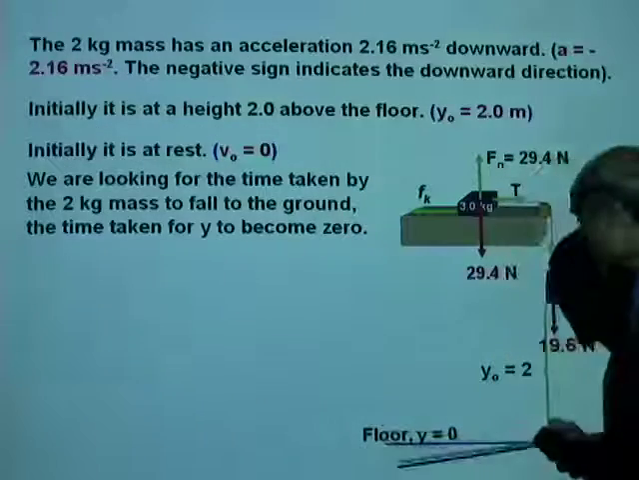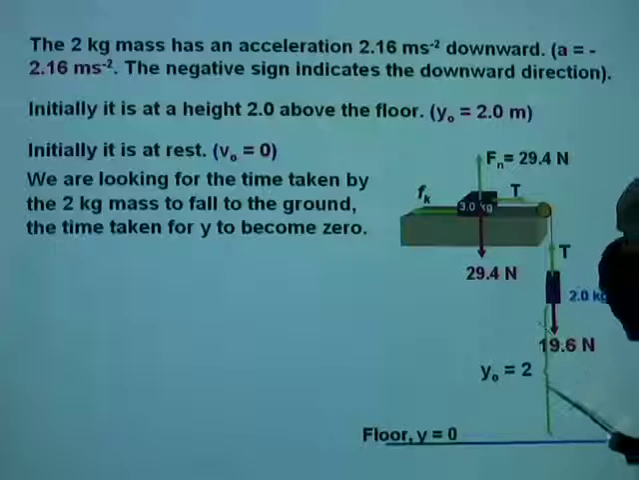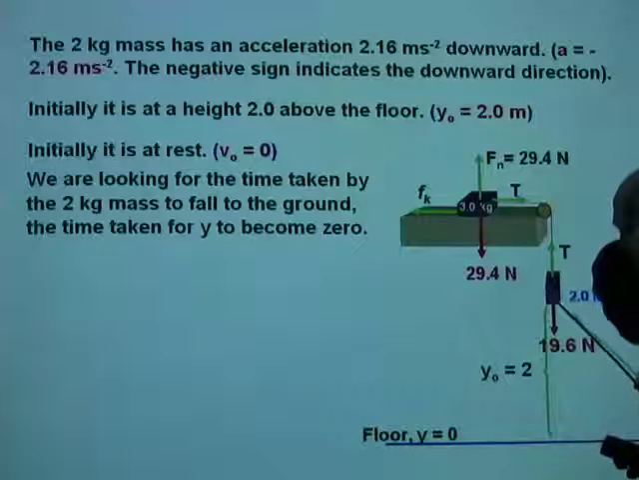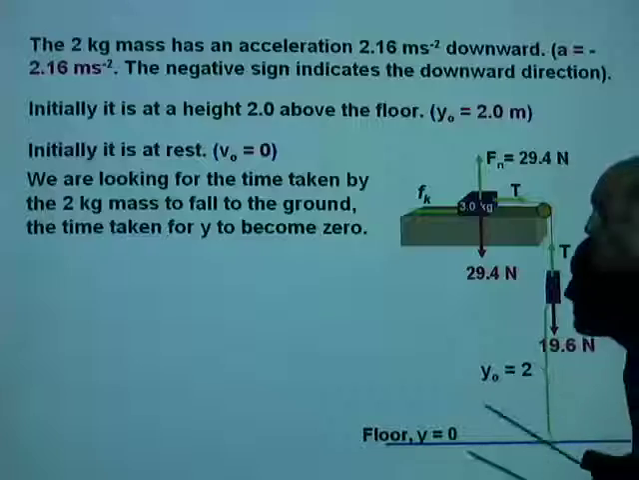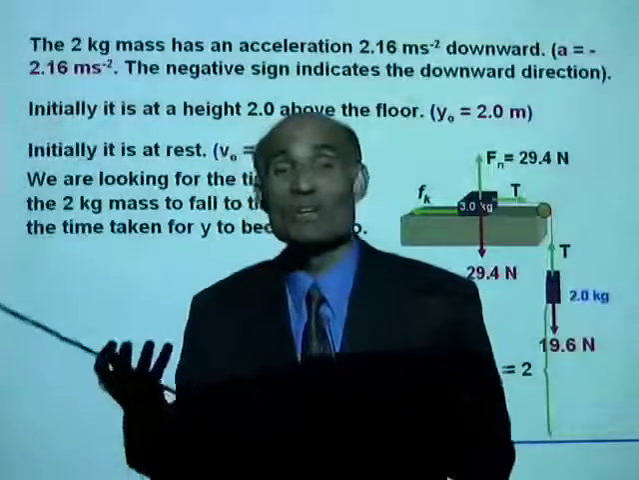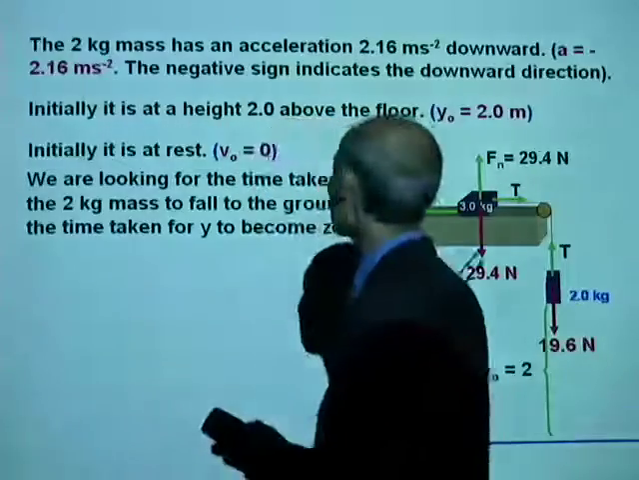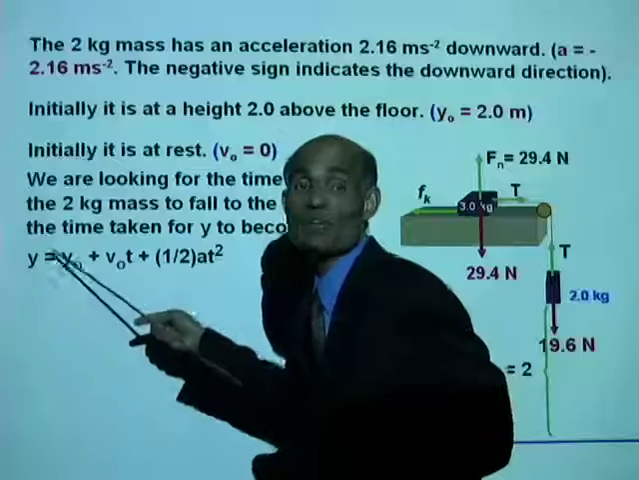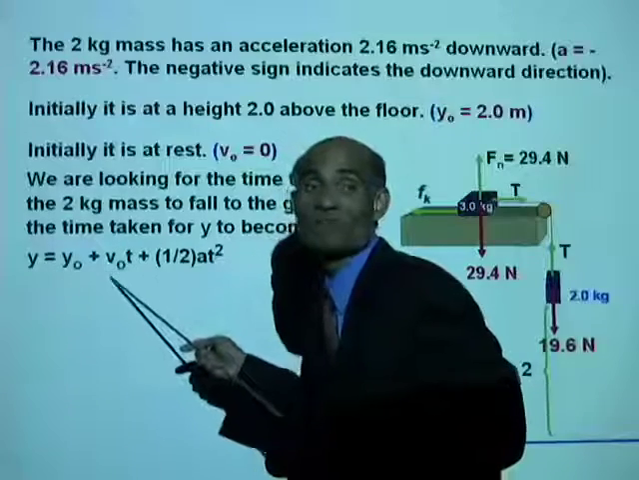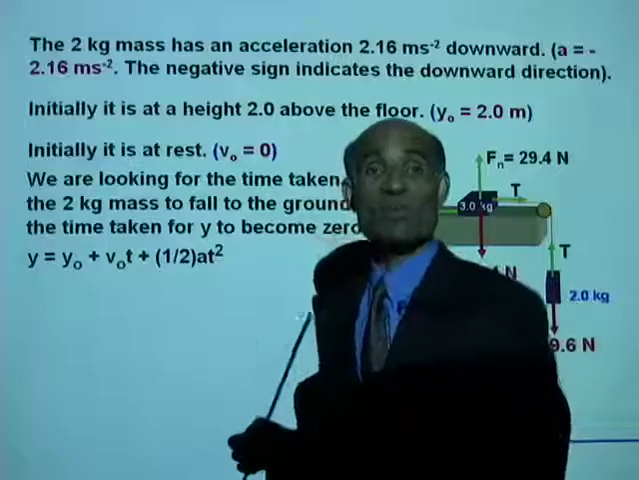Is that right? This is the ground. Now, this is y0 equal to 2. We need to find the time taken for that y position to become 0. So obviously you need to write down the position function. What is the position function for this object? y equal to y0 plus v0t plus 1/2 at squared.